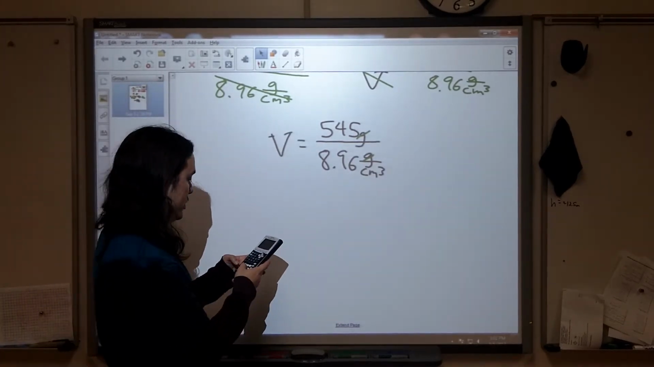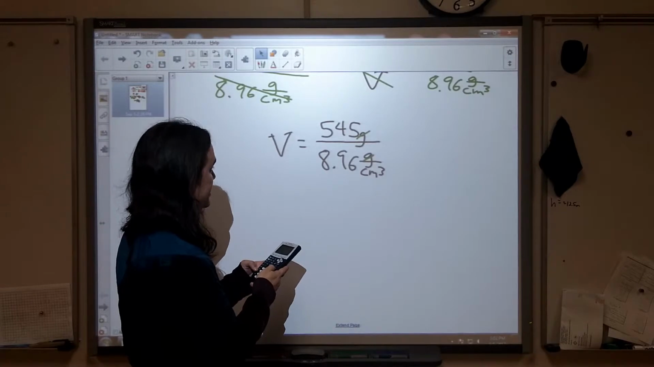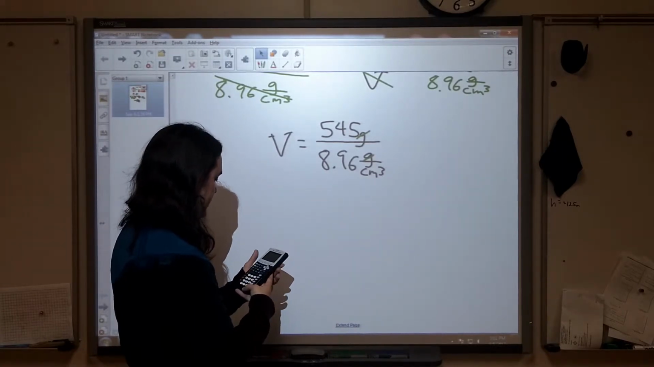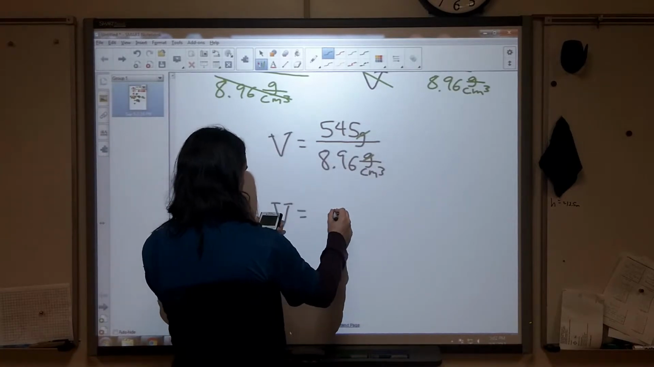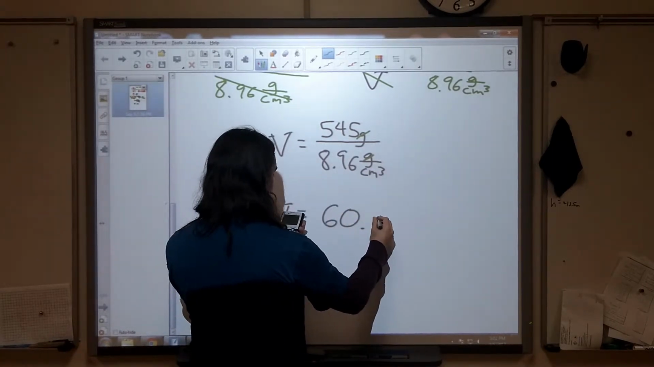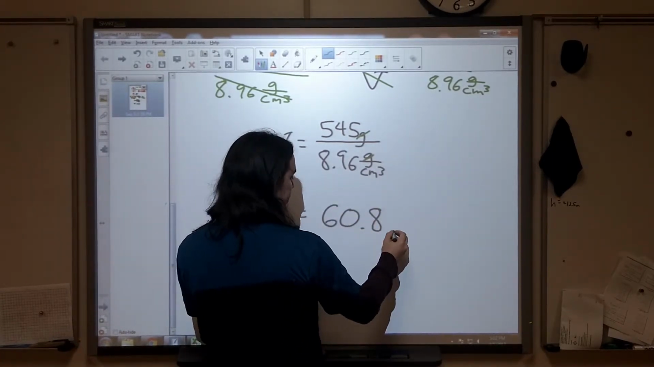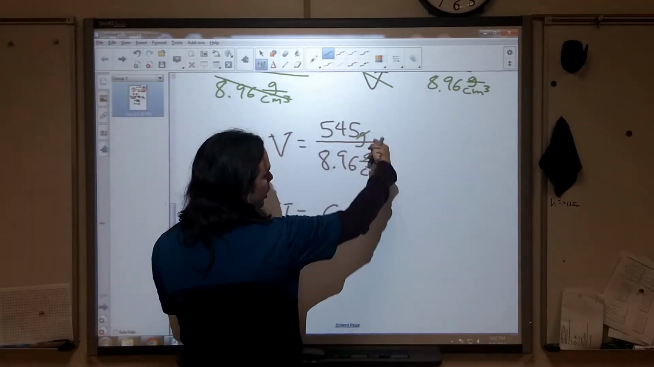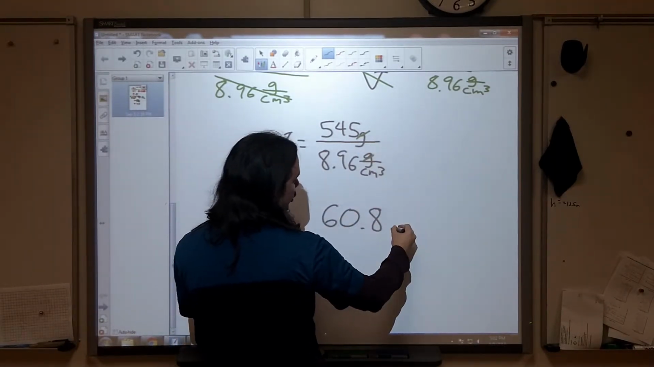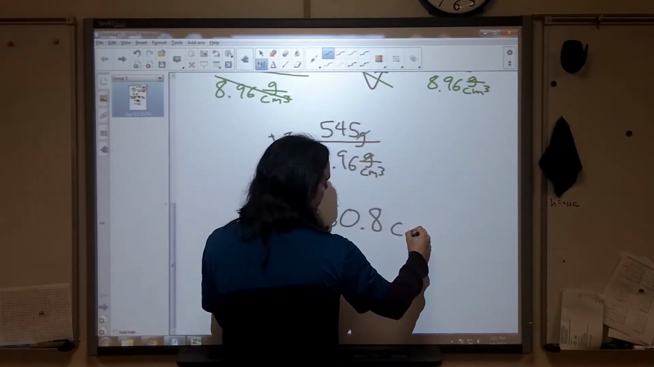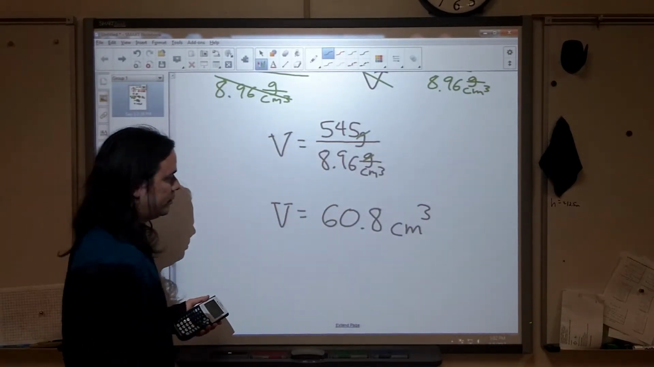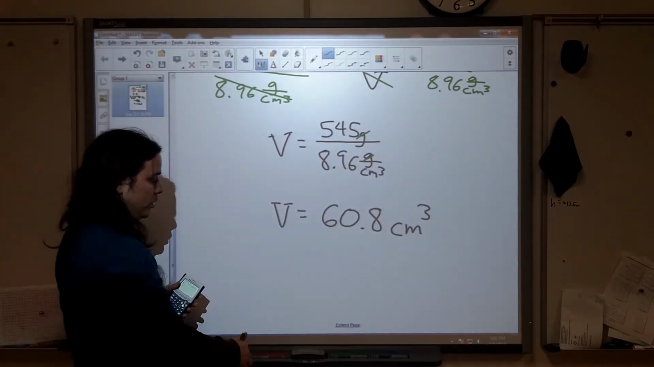All right, 545 divided by 8.96. I get that the volume should be very close to 60.83, so I can call it 60.8. 1 over cubic centimeters, the cubic centimeters actually flip back up into the numerator, and we end up with cubic centimeters, which is the right units for a volume.